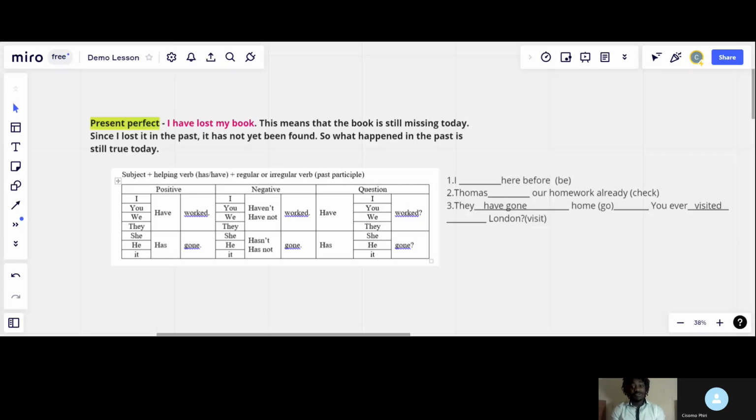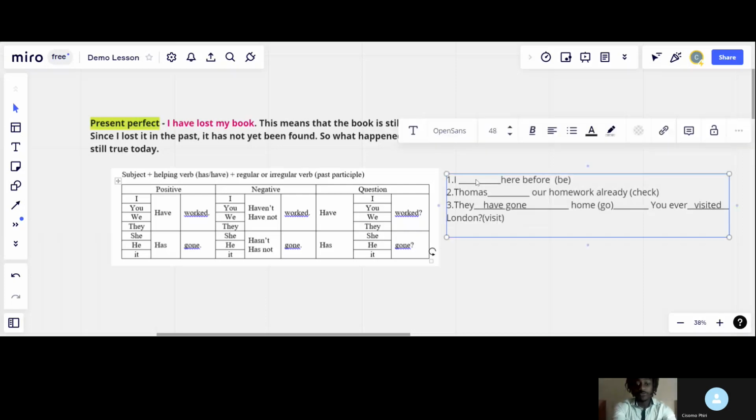Let us look at a few examples. So, I dash here before. So remember, after the subject, we use a helping verb. In this case, for I, we say have. And then be is our verb, so we change it to its past participle, which is been, considering it's an irregular verb.